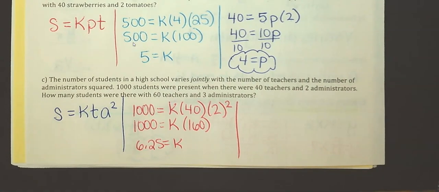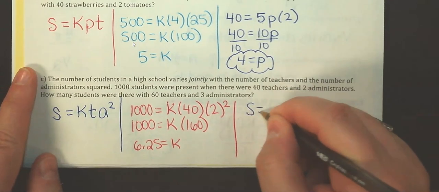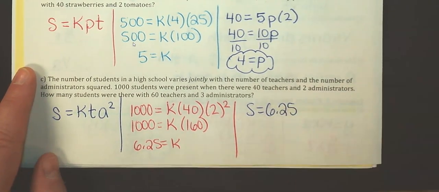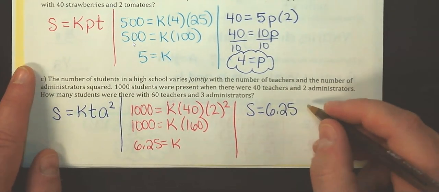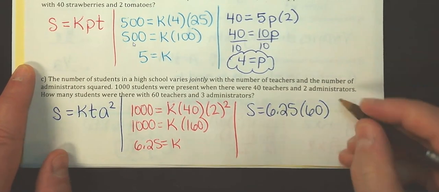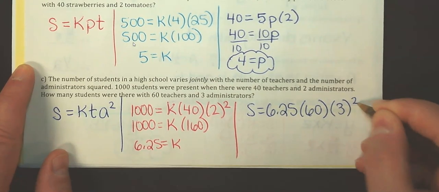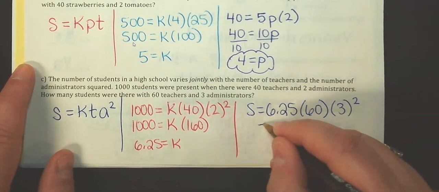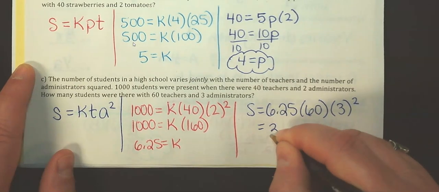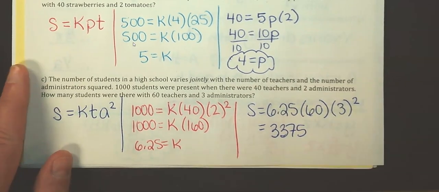And then it says how many students are we going to have if we've got 60 teachers and 3 administrators? Okay, so do not know the number of students. I know the constant of variation here is supposed to be 6.25, and then I'm going to multiply that by the number of teachers, which is 60, and the number of administrators, 3, but that gets squared because it's number of administrators squared. So it's going to be 6.25 times 60 times 3 squared, which would be 9. So this would be 3,375.